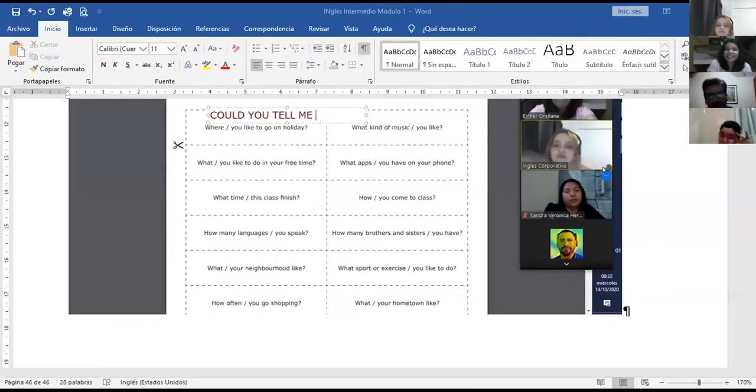How many languages do you speak? The same as you. Okay, nice. And Mauricio, could you tell me how many brothers and sisters you have? No auxiliaries, because it's an indirect question. I have one brother and two sisters, and my two sisters are twins. Oh, wow, interesting. And they are very different.